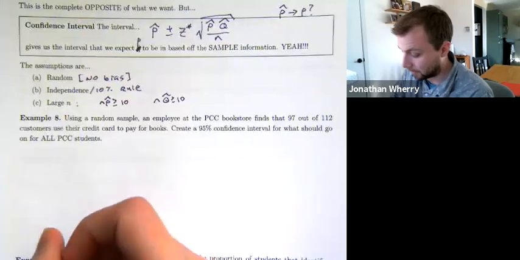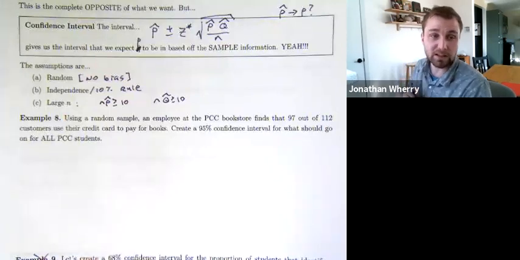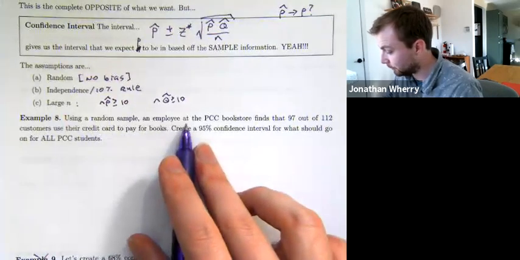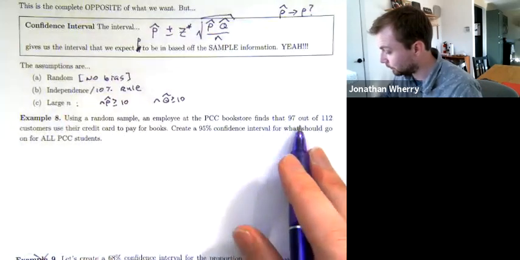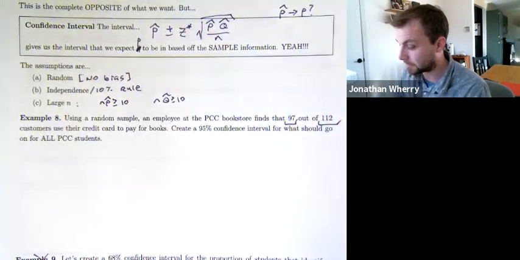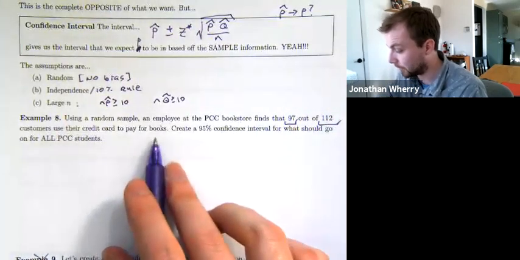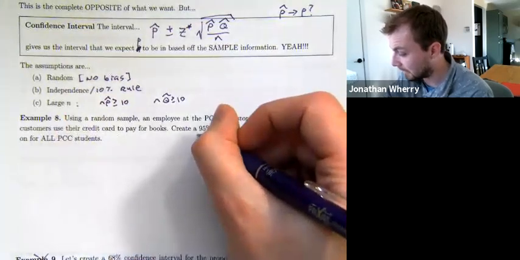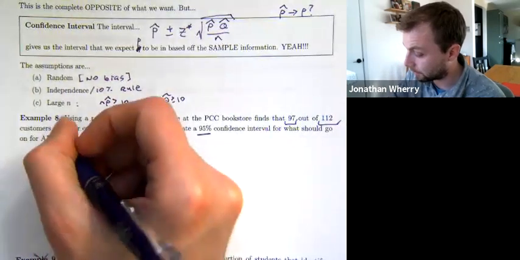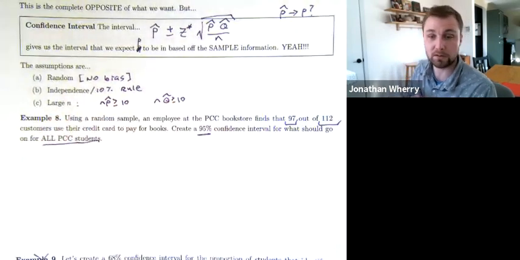Example 9 involves doing an in-class survey. So I'm going to skip that one, and I'm just going to do example 8 here. Using a random sample, an employee at the PCC bookstore finds that 97 out of 112 customers use their credit card to pay for books. Create a 95% confidence interval for what should go on for all PCC students.